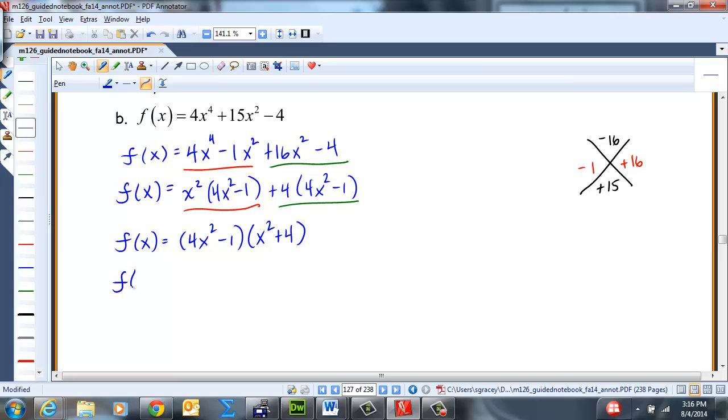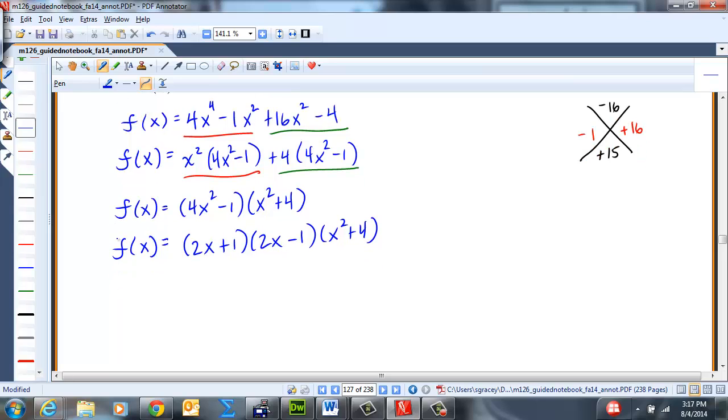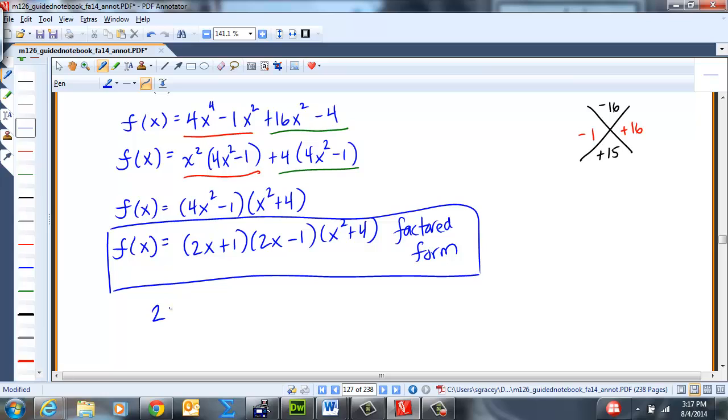Now 4x squared minus 1 is a difference of two squares, so this will factor as 2x plus 1 times 2x minus 1 times x squared plus 4, which is prime. So look at that. Just using skills from intermediate algebra, you were able to write this in factored form. So here's the factored form. And from that factored form, we can find the zeros. So 2x plus 1 is 0, or 2x minus 1 is 0, or x squared plus 4 is 0.